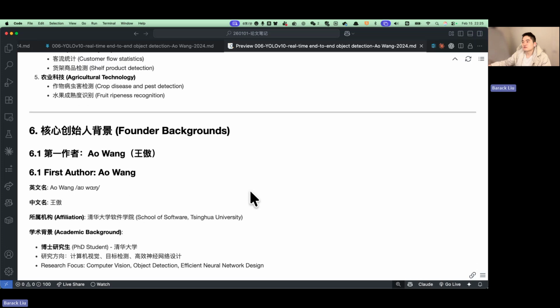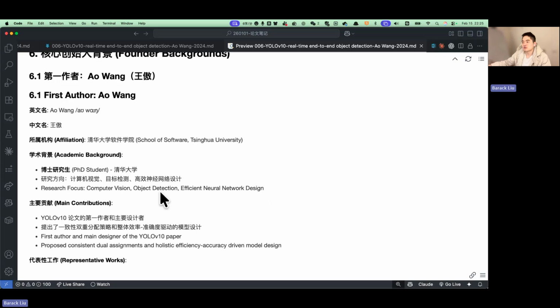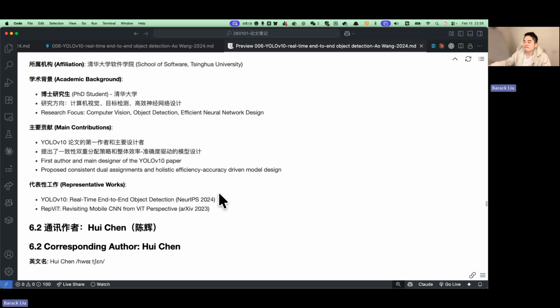So the first author is called Wang Ao. School of Software, Tsinghua University. Research focus: computer vision, object detection, efficient neural network design. That's cool.